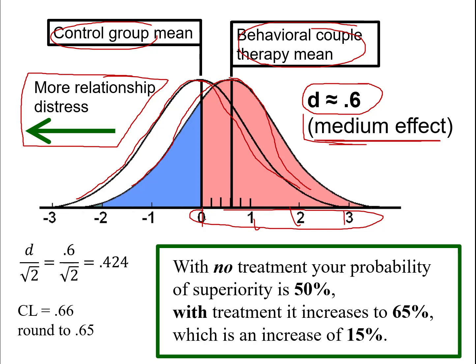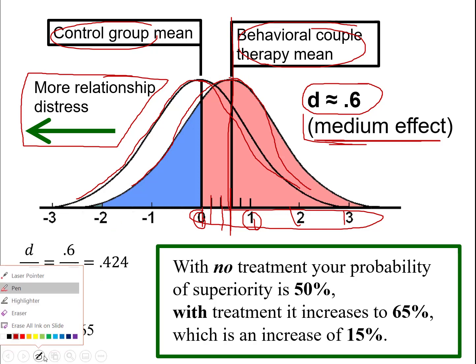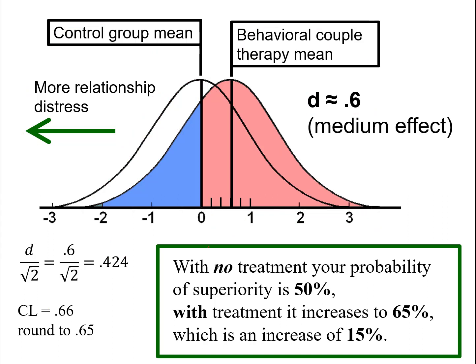And now if I go between 0 and 1 standard deviations above the mean, I've marked that off again in units of 2/10. So here's 2/10, 4/10, and 6/10. So right at 6/10 a standard deviation, just slightly more than half a standard deviation above the mean, is where I've drawn the mean for my behavioral couples therapy group. And then down at the bottom, I have my blurb giving information on the common language effect size. So as always, with no treatment, your probability of superiority is 50%, like it always is.